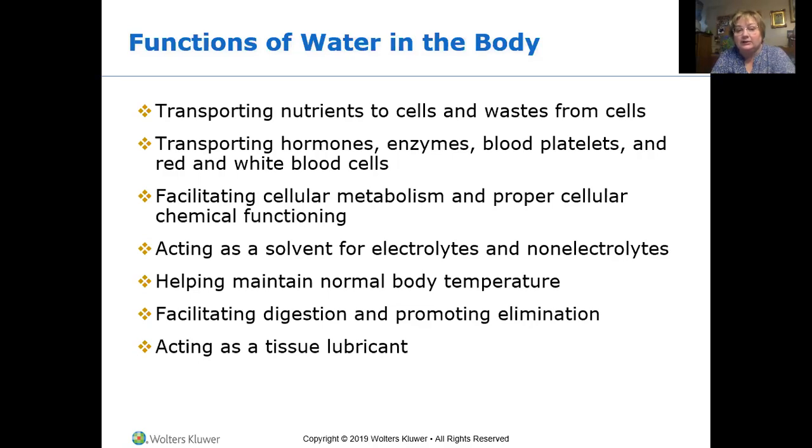Also, fluids will facilitate cellular metabolism and proper cellular chemical functioning. That's what we'll be going into more detail. It acts as a solvent for electrolytes and non-electrolytes. Helps maintain normal body temperature, facilitates digestion and promotes elimination. If our patient is not drinking enough fluid, then there is a risk of the patient possibly becoming constipated, because we do need good fluid intake to promote good digestion and elimination. And it acts as a tissue lubricant.